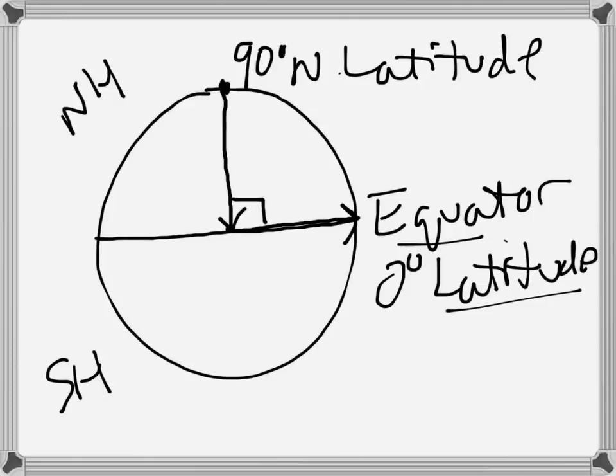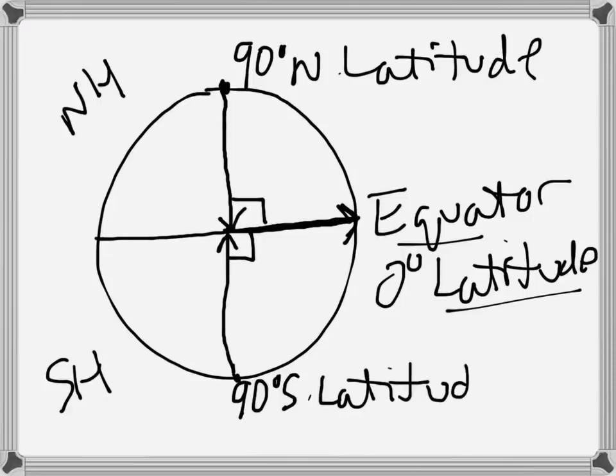We can do the same thing down here in the southern hemisphere. Here at the South Pole, we're going to draw an imaginary line from it to the center of the planet. And we're going to draw an imaginary line from the center of the planet to the edge of the equator. Once again, we've created a 90-degree angle. Therefore, we know that the South Pole is 90 degrees south latitude, or 90 degrees south of the equator, or south of 0.